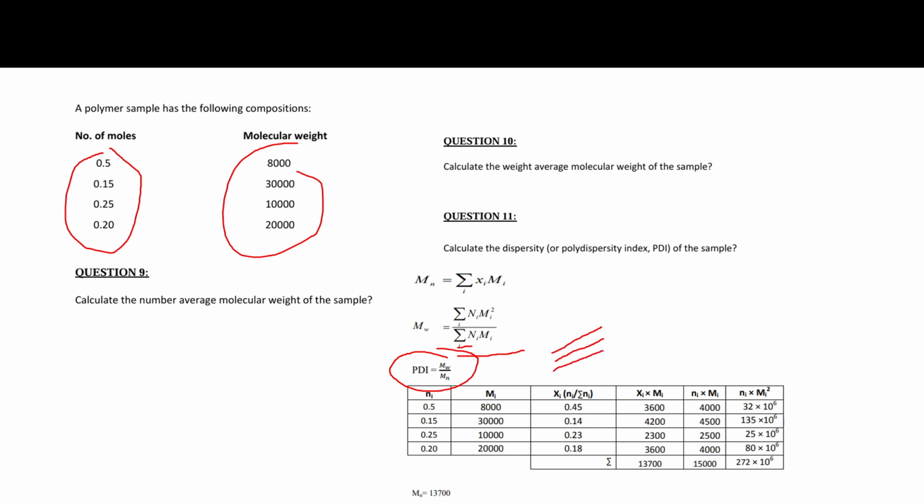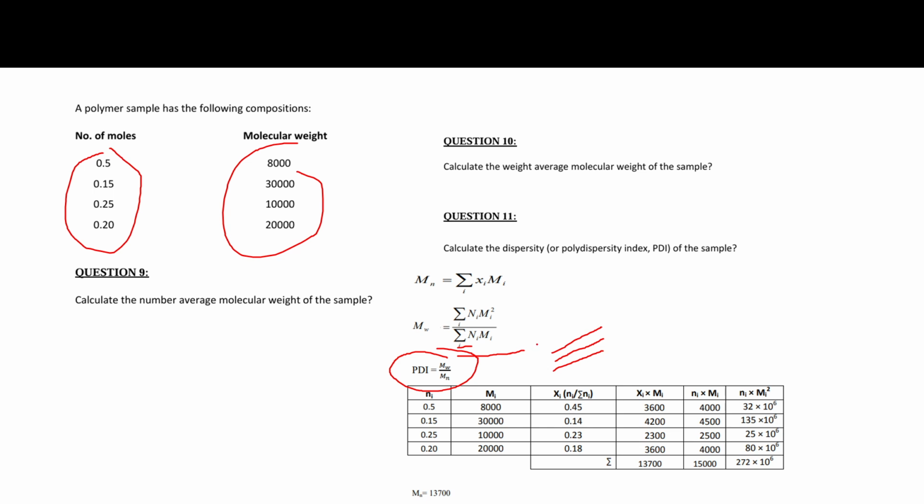But no polymers have this property. Generally, synthetic polymers have a PDI which is greater than 1. That means we cannot synthesize any polymers which have a similar chain length, where the number average and weight average molecular weight are the same. So this calculation we can easily do like that. We can calculate the number average molecular weight, weight average molecular weight and PDI.